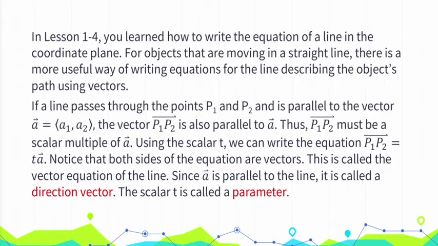If a line passes through the points P1 and P2 and is parallel to the vector A, the vector P1P2 is also parallel to vector A. So vector P1P2 must be a scalar multiple of A. We can use t as our scalar, and we can write the equation of vector P1P2 as t times vector A. So both sides of the equation are vectors. So this is the vector equation of the line. Since A is parallel to the line, that's the direction vector, and scalar t is called the parameter.